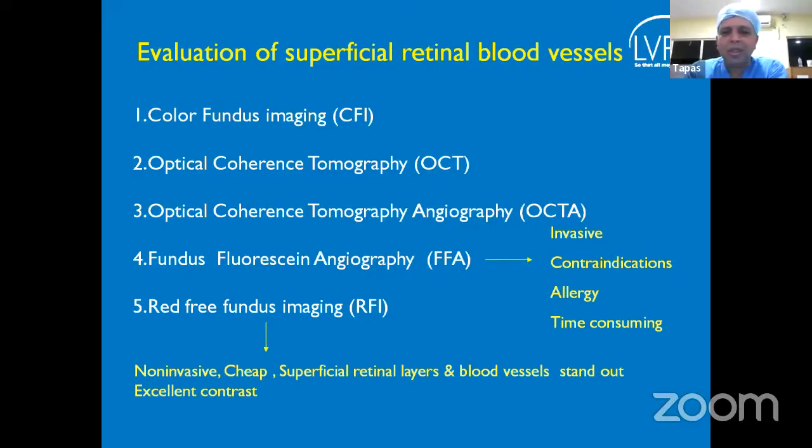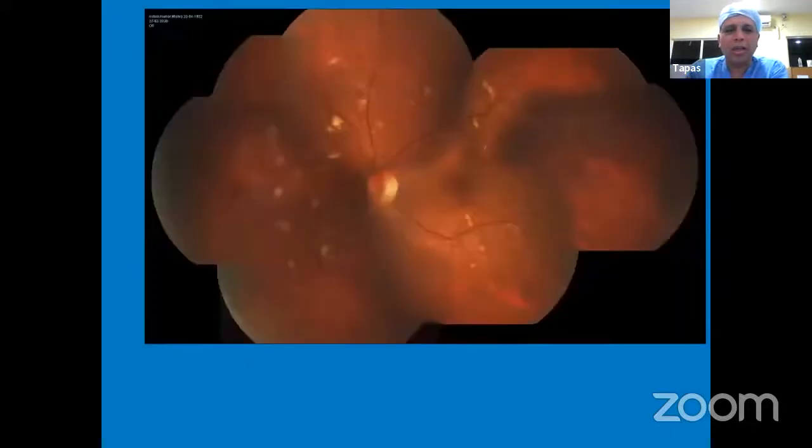Being invasive, we think twice before ordering it. There are, of course, contraindications, and dye-related allergy, though rare, still exists. And of course, it is time consuming; we can't repeat it every visit if we want to follow up these patients with vascular retinopathies. Red-free fundus imaging is non-invasive, cheap, and the superficial retinal layers and the blood vessels stand out with excellent contrast.